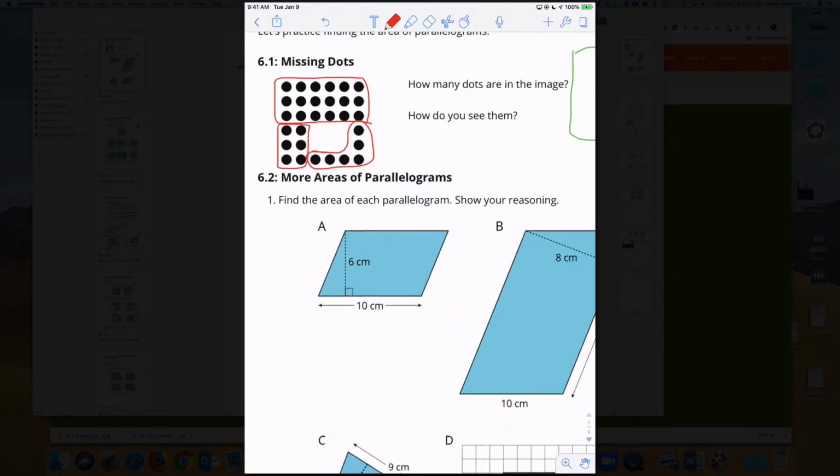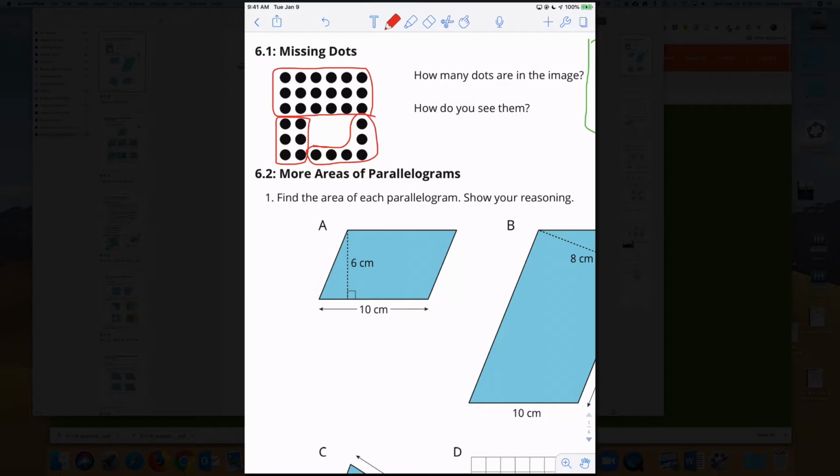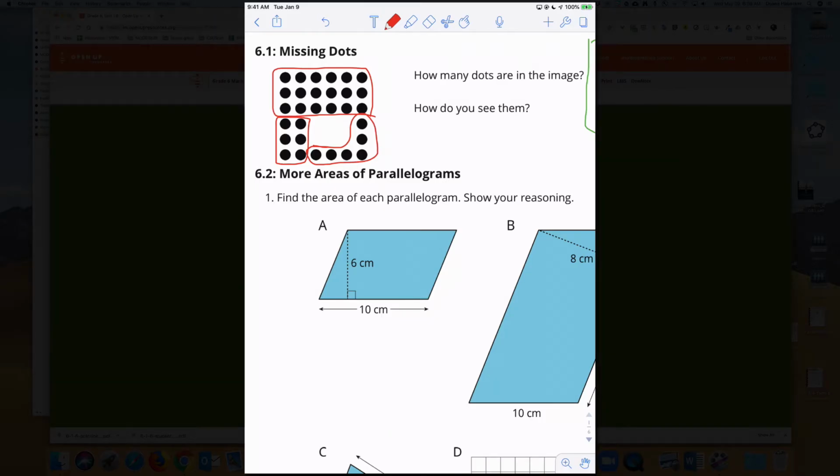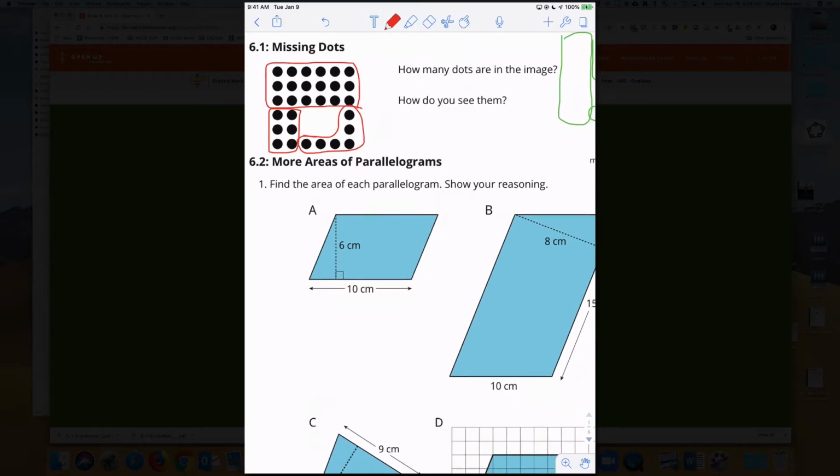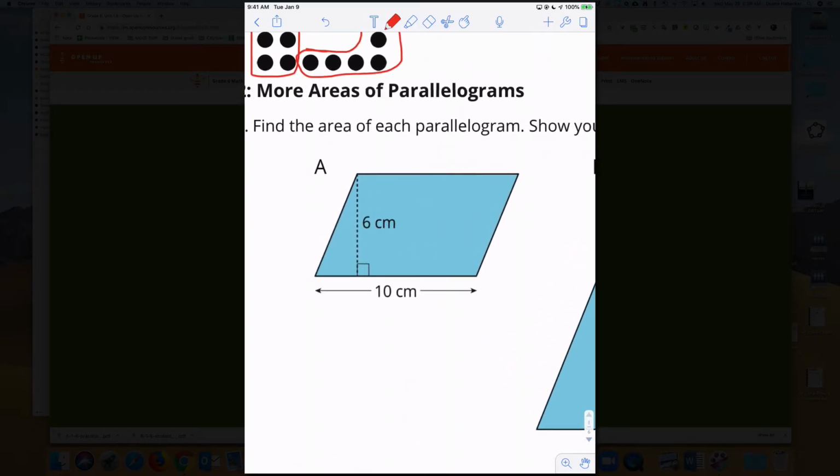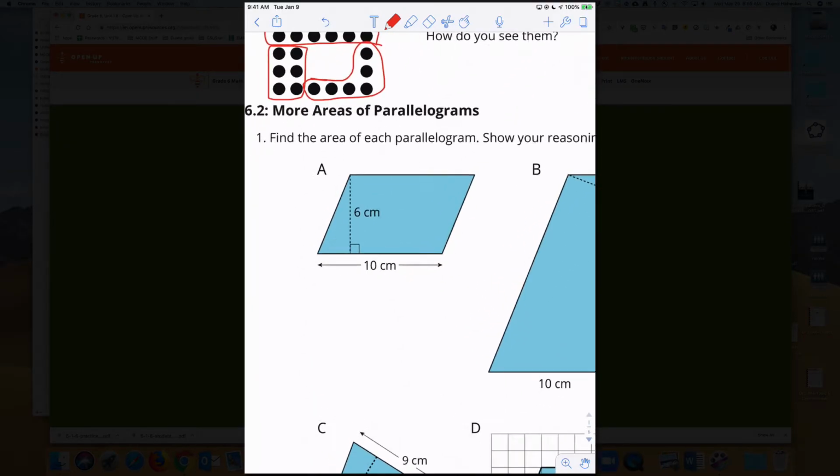So now for the activity. Let's see, I don't remember how many activities. I'm taking a sneak peek. Yeah, we're really just doing one activity, and this is really where we're just kind of consolidating everything that the students are working on. So it says find the area of each parallelogram, show your reasoning.